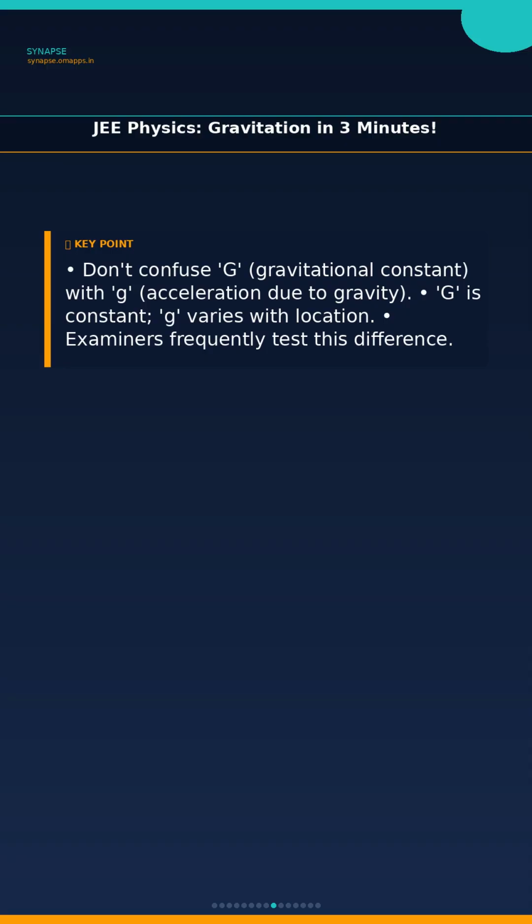Here's a common mistake to avoid. Don't mix up the gravitational constant, capital G, with the acceleration due to gravity, little g. They are totally different things. Capital G is a universal constant, while little g changes depending on location.